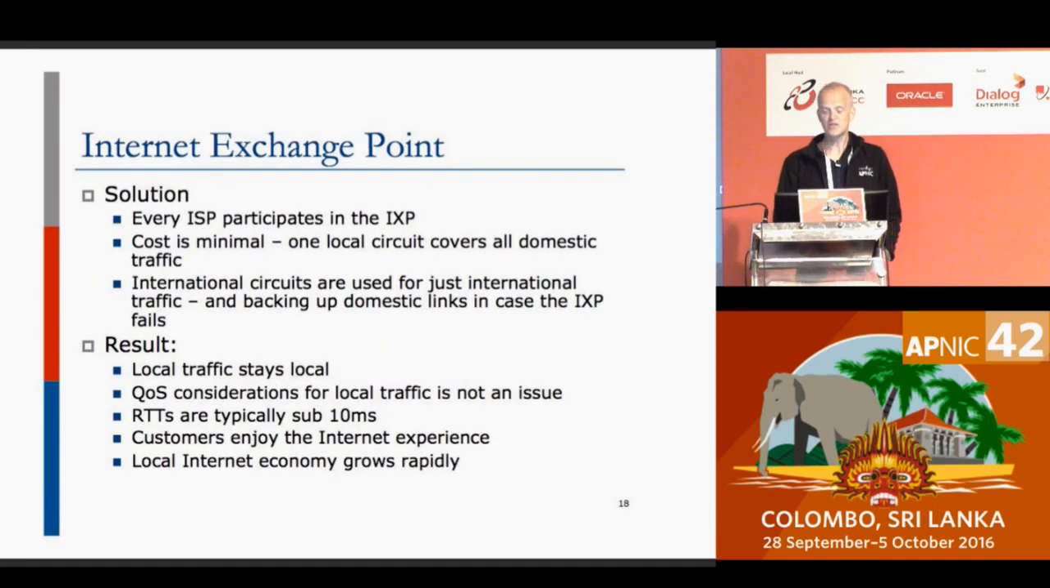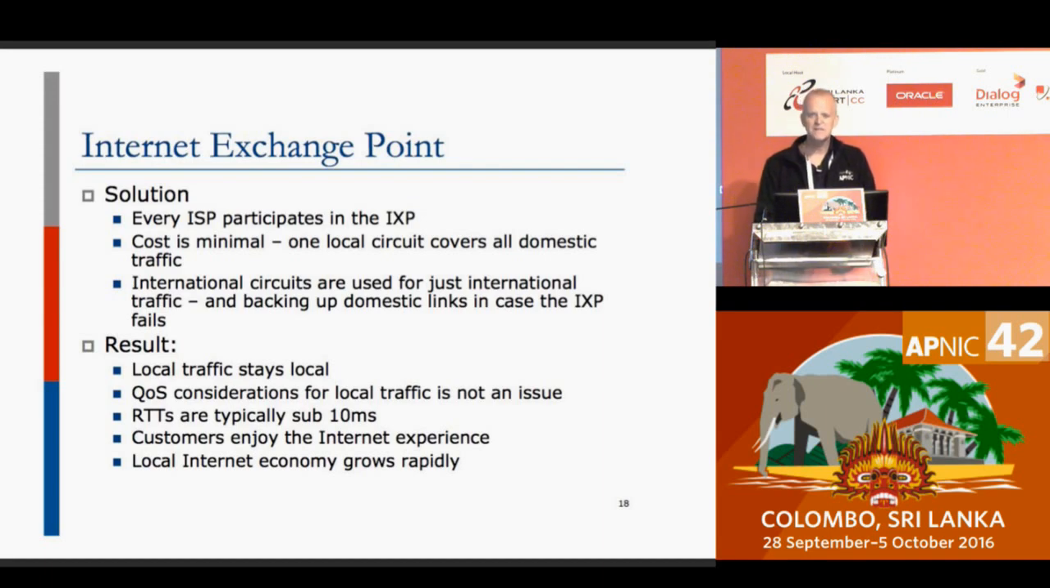All right, so the solution for this is every provider then participates in the exchange point. The cost is minimal. You've got 1 local circuit providing all your domestic traffic. International circuits are used just for international traffic. And of course, if you lose the connection to the IX, then your international connectivity will give you backup to connect to the other local providers.